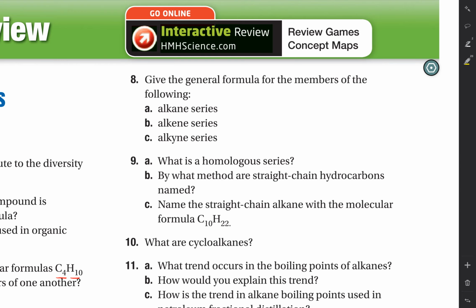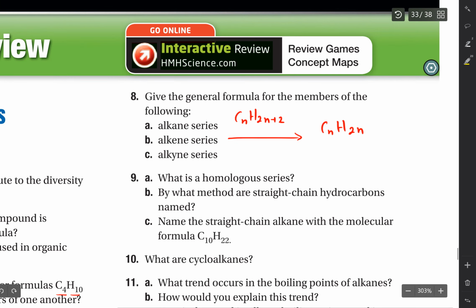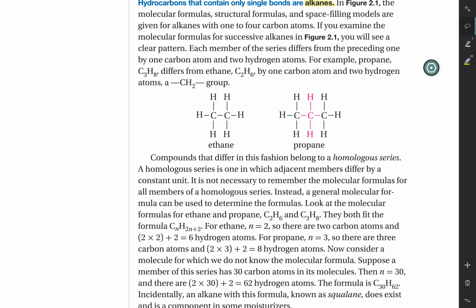Question number 8. Give the general formula for the members of the following series. Alkane series: the general formula is CnH2n+2. Alkene series: its general formula is CnH2n. Alkyne series: its general formula is CnH2n-2. Question number 9. What is a homologous series? The answer is on page 682.